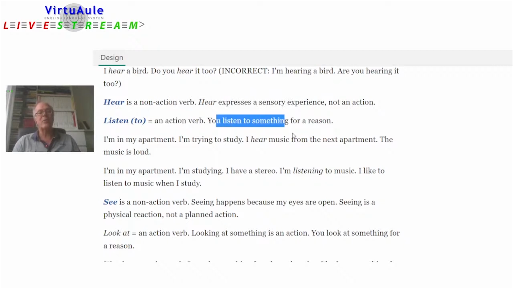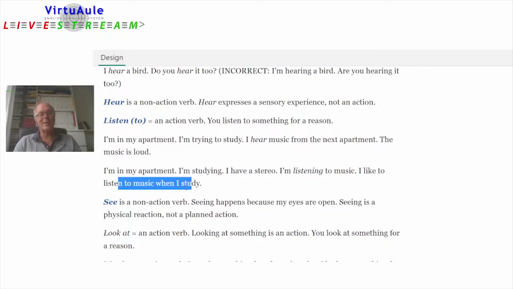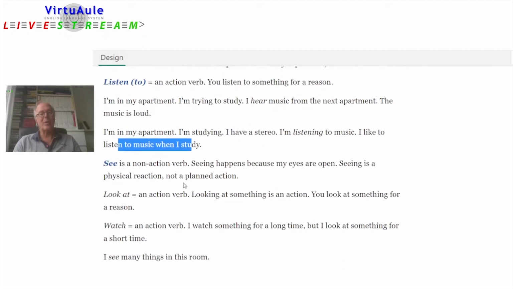Listen to is an action. You listen to something for a reason. Not, I'm in my apartment. I hear music. The music is loud. I'm in my apartment. I'm studying. I have a stereo. I'm listening to music. Okay, so listening to is used in the progressive because it is considered something that you do for a reason. You're listening to music. I listen to music when I study. So this is progressive.